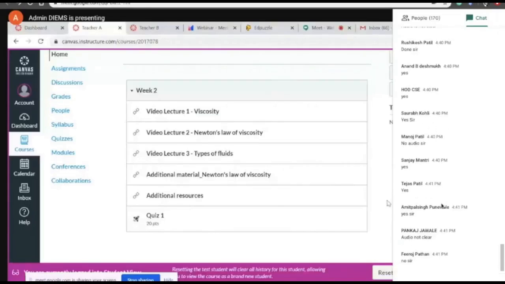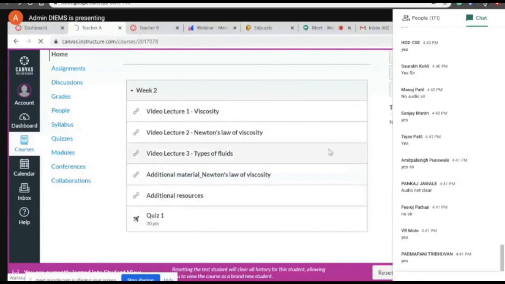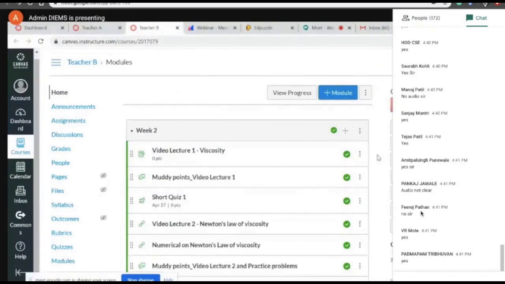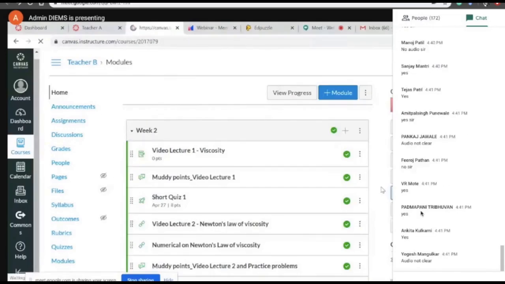Now we will move towards teacher B's course. Okay. So I'll leave the student view now and go to teacher B. This is the course designed by teacher B, the same course and the same week of content he designed. Now I'll show you the student view.